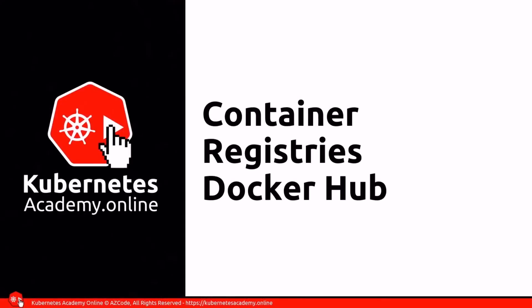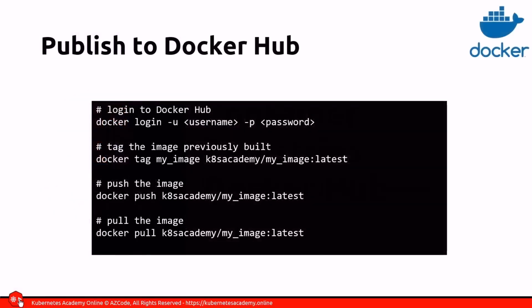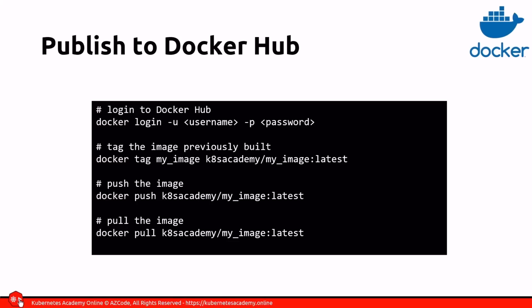Let's see how to push and pull images to Docker Hub. Make sure you are logged in with your Docker user account. To be sure, simply type docker login without a username and password. Docker will tell you that you're already logged in. If not, enter your Docker username and password.